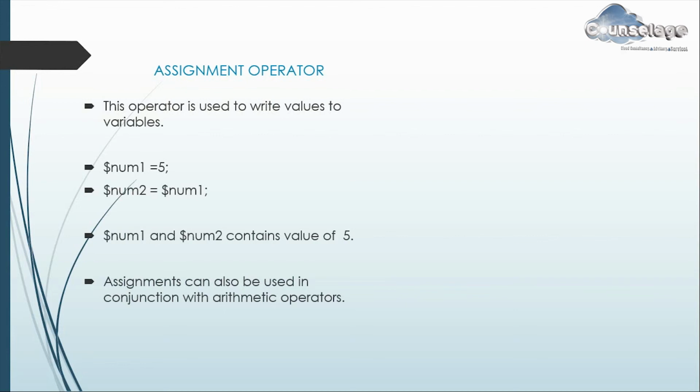Assignments can also be used in conjunction with arithmetic operators. For example, $x = 50 and $x += 100 and then echo $x. It results into 150 because when $x += 100, it means $x = $x + 100. So $x is 50 and then $x becomes 50 plus 100, and echo is used for printing operations. So $x results into 150.